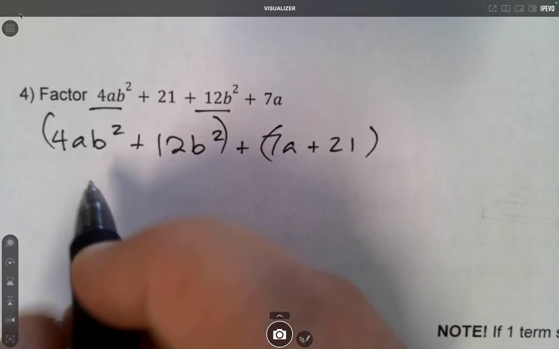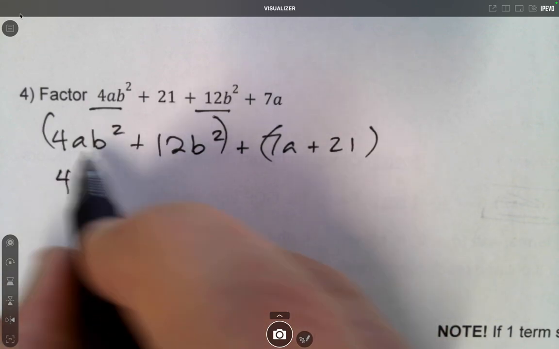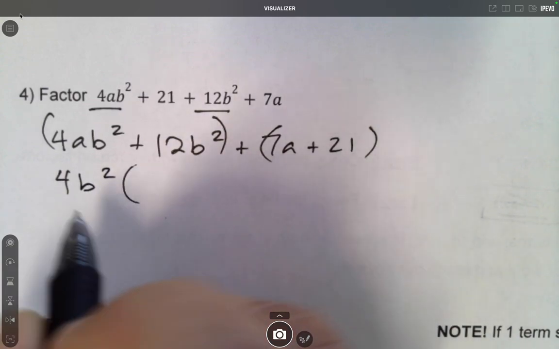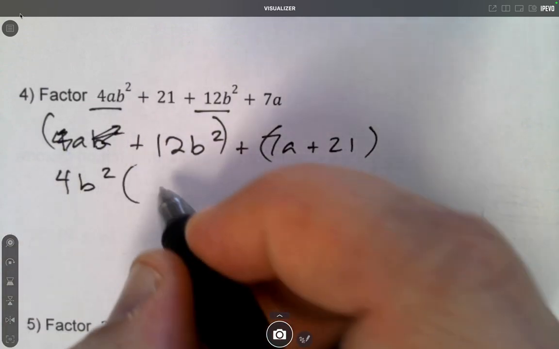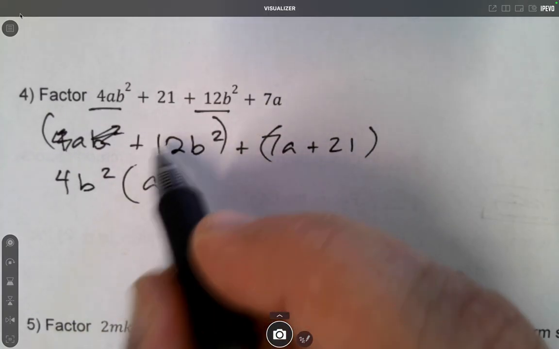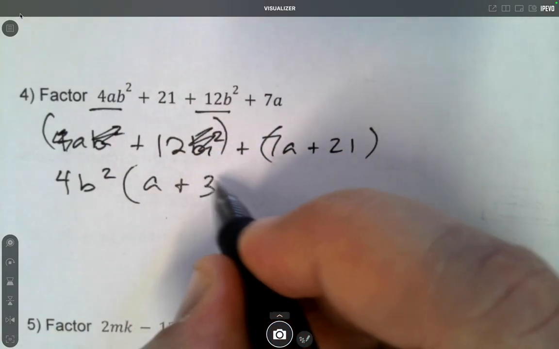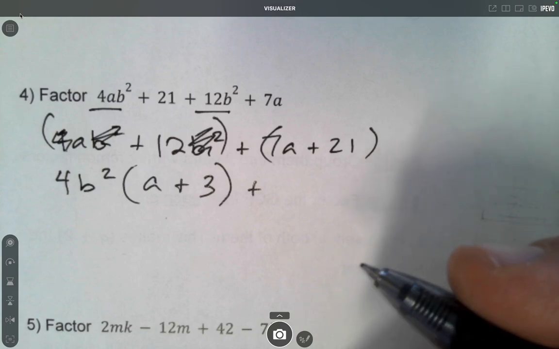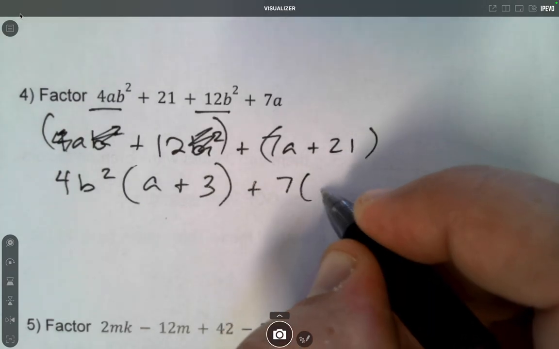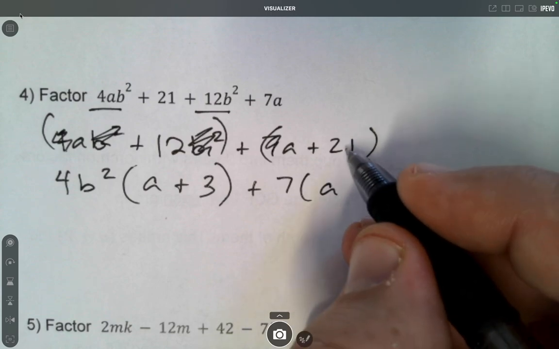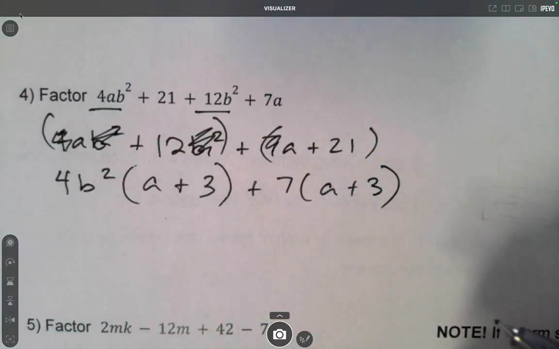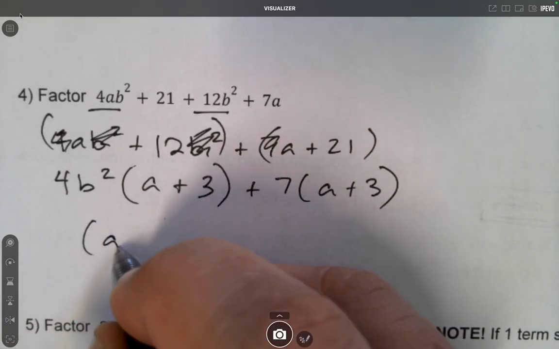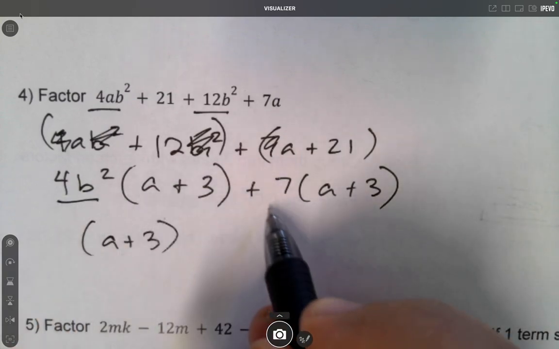4 and 12 can both be divided by 4. This has an a, but this doesn't, so I'll just have to leave that a. But they both have b squared, so I can pull that out. So here, the 4 was taken out, the b squared was taken out, leaving just a. 12 divided by 4 is 3, and the b squared was taken out, so we're just left with that. These two just have a number in common. They're both divisible by 7, so I pull a 7 out. That leaves just the a right there. 21 divided by 7 is 3. And just like the good work we've been doing, we have the same term in both of them, a plus 3. So I pull a plus 3 out front, leaving 4b squared plus 7.